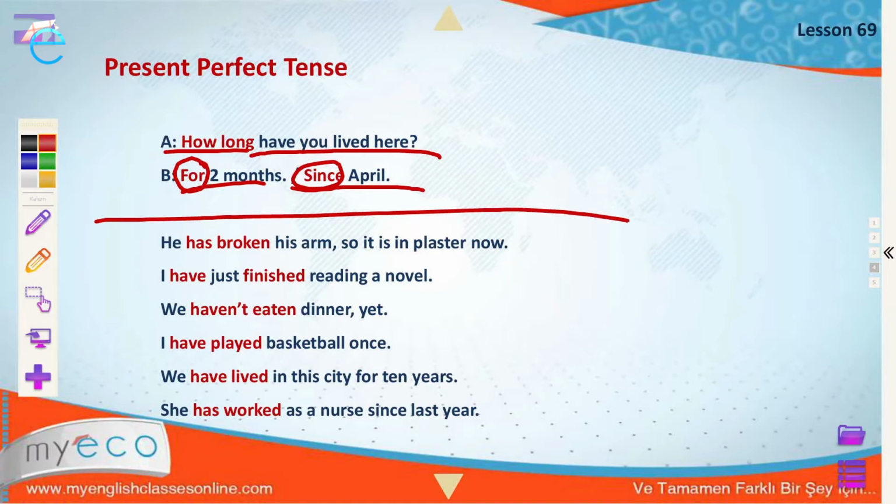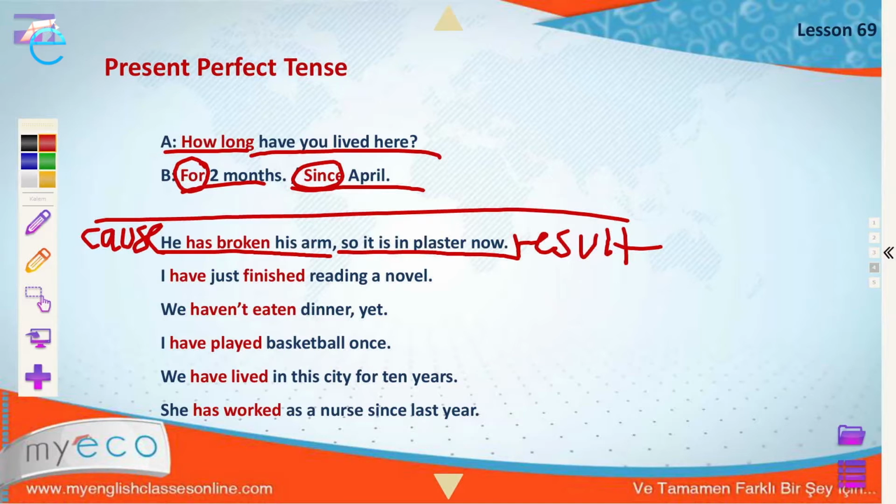Here again, we use the present perfect tense to express a cause, something that happened in the past, but we don't know when exactly. And here we have a result. He has broken his arm, so it is in plaster now. And here we use verb 3. I have just finished reading a novel. That is just. Something that just happened a short time ago.